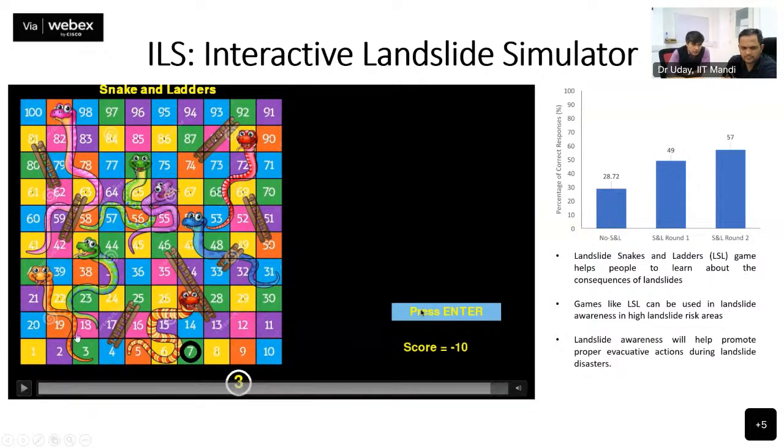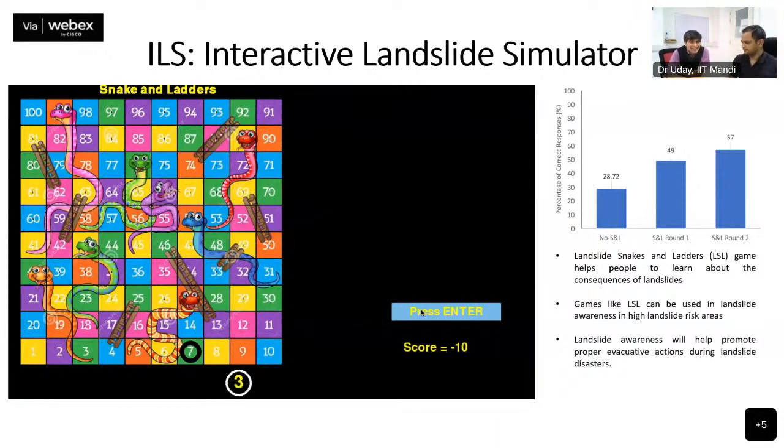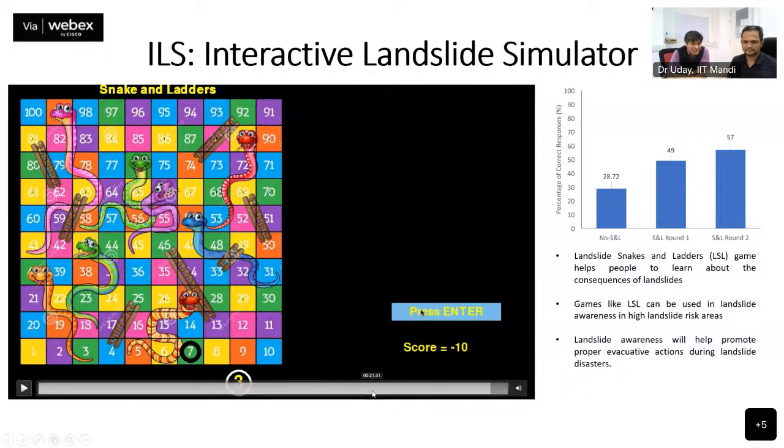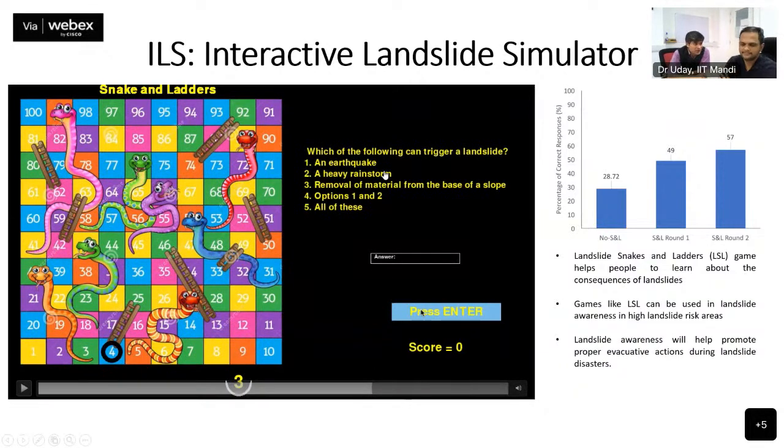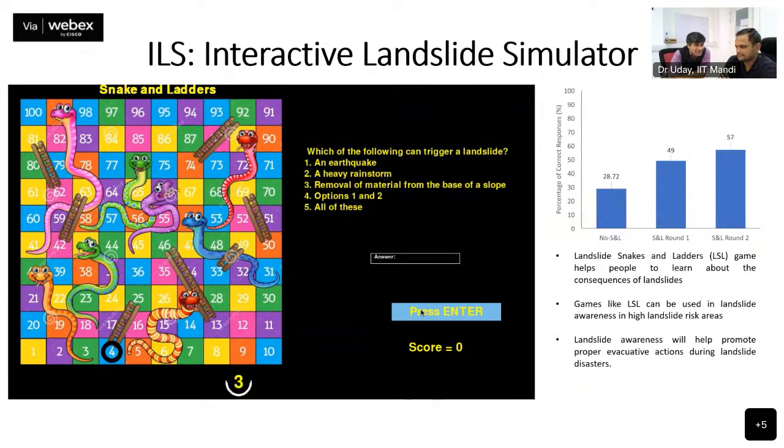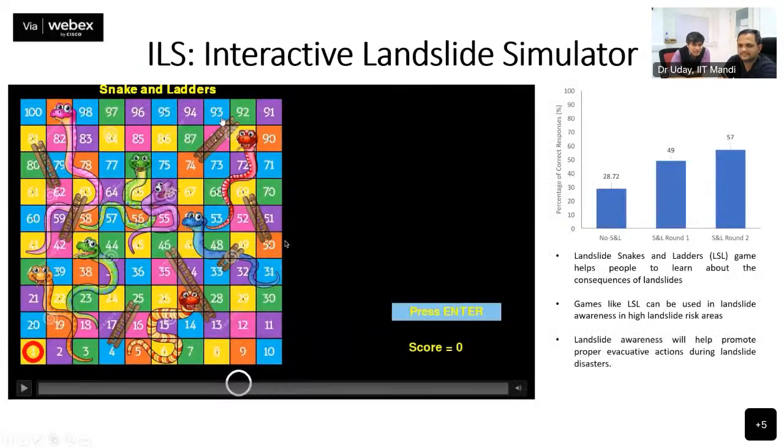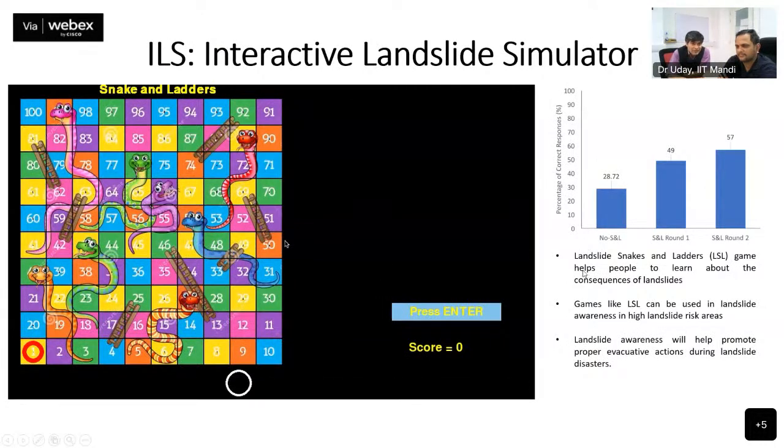Yeah, so basically, it's a normal game, but when you hit a ladder or a snake, you are put a question about slides. If you answer that question correctly, you get to reap the benefit of the ladder, and you get a vaccine to not get bitten by the snake, so you don't come down. So there is an incentive on answering the question correctly. Now, the question is, how much does this gameplay have an effect on people's correct responses over time?